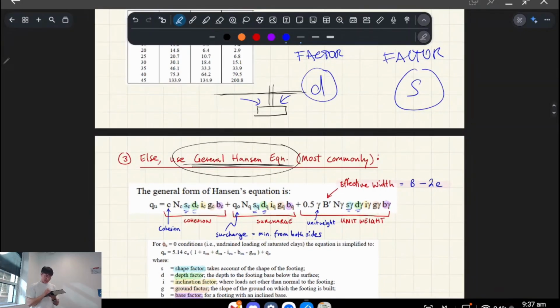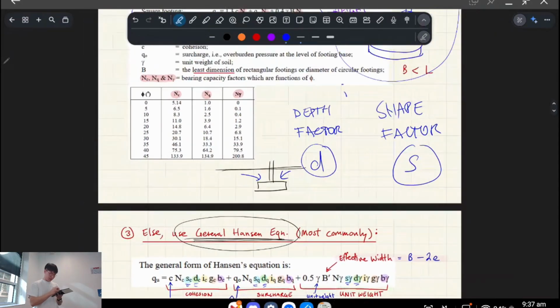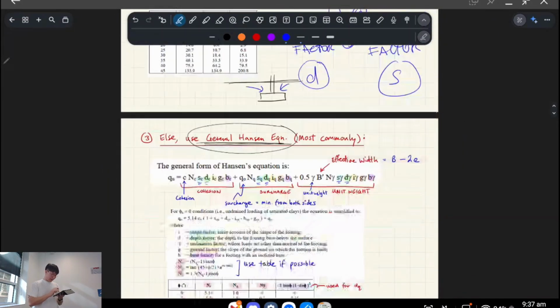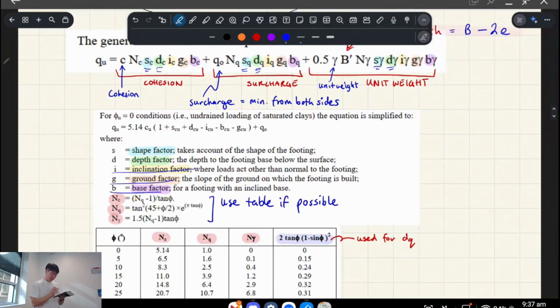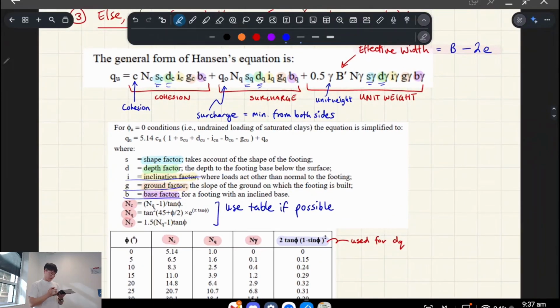And then he also introduced 3 more niche things, I would say, right? So the other niche things are I, G, and B, okay? So what do these stand for? I is the inclination factor, G is the ground factor, and B is the base factor, okay? So essentially, these are all to do with different angles, right? So that's the thing that ties these 3 things together.